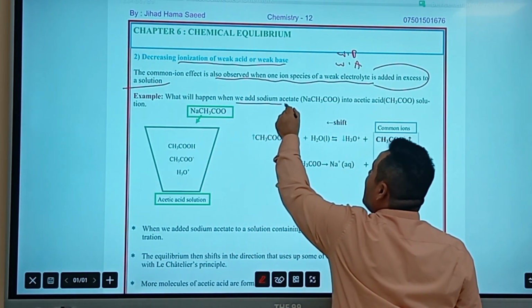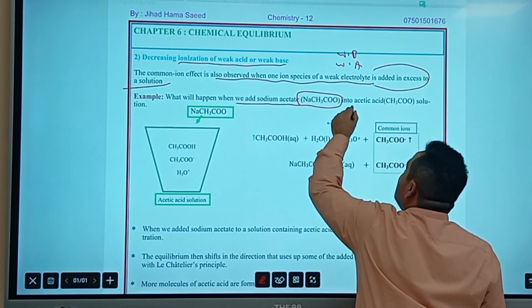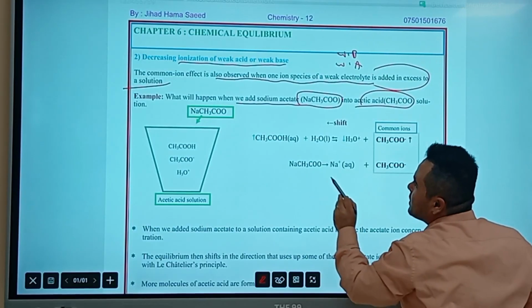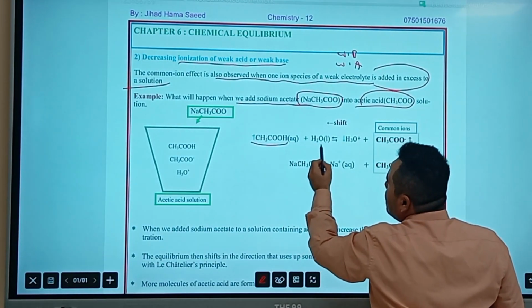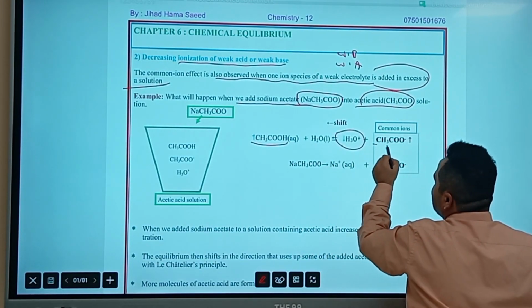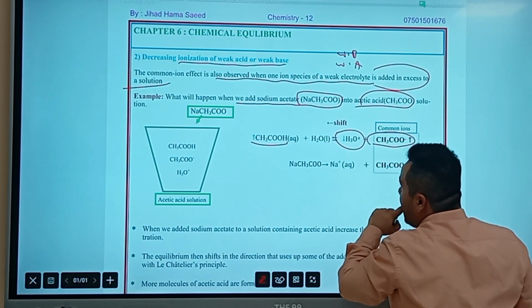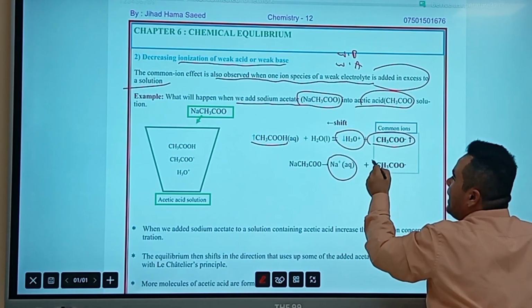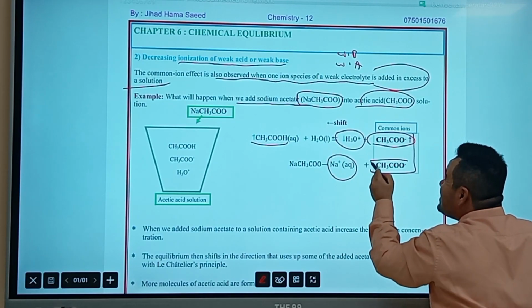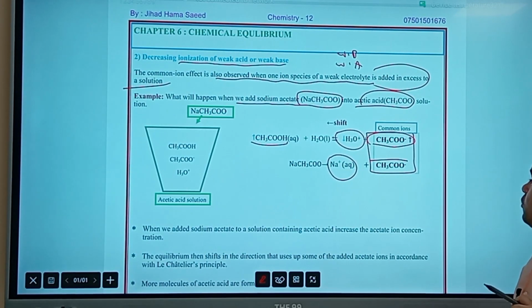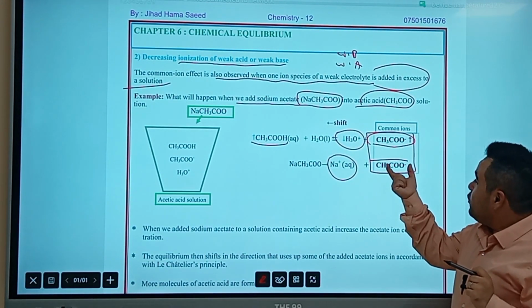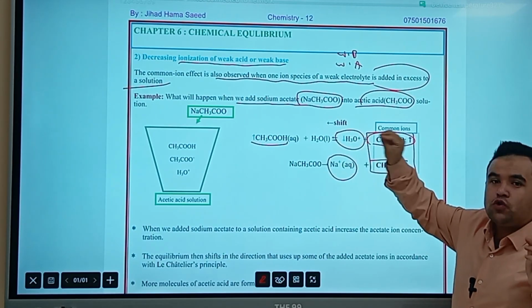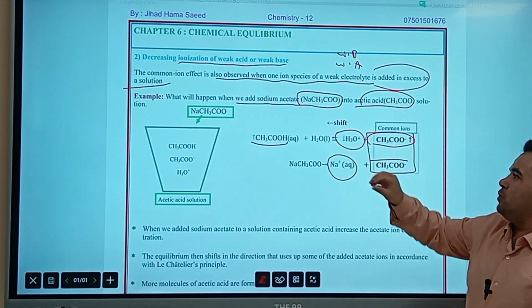What will happen when we add sodium acetate into an acetic acid solution, guys? Have a look at both equations, guys. This is acetic acid ionizing to form hydronium and acetate. Sodium acetate will produce sodium ion and acetate. As you can see, notice that the common ion here is acetate. Acetate is the common ion between these two solutions, these two solutes.